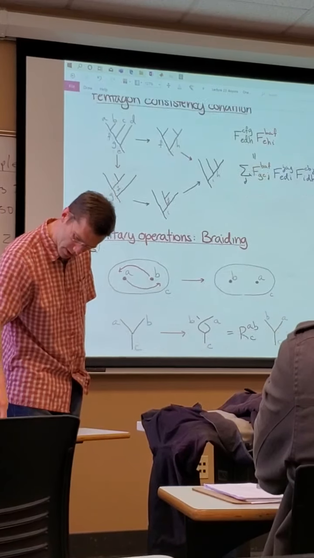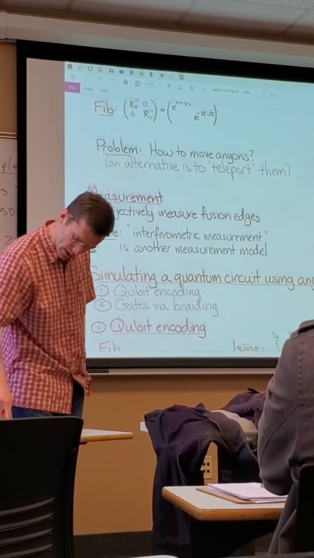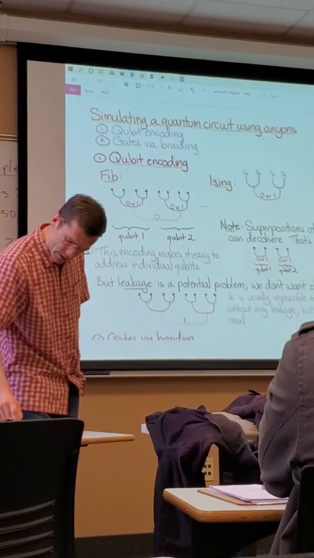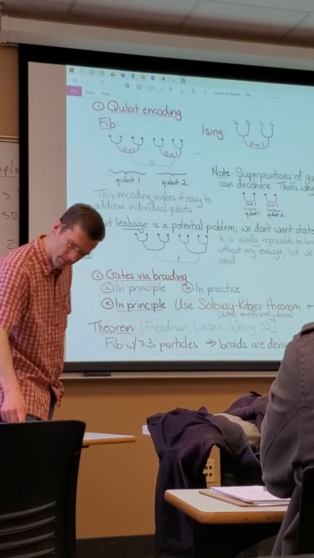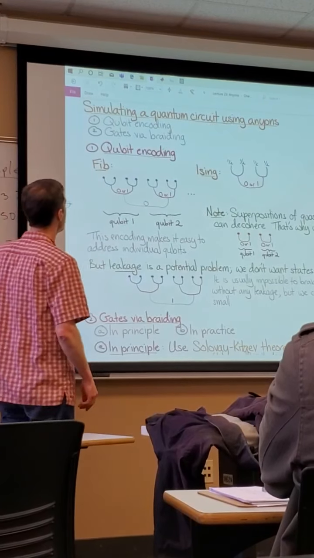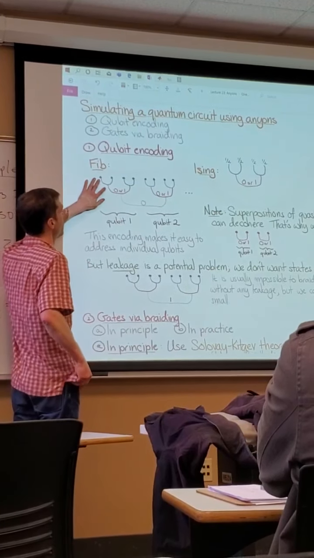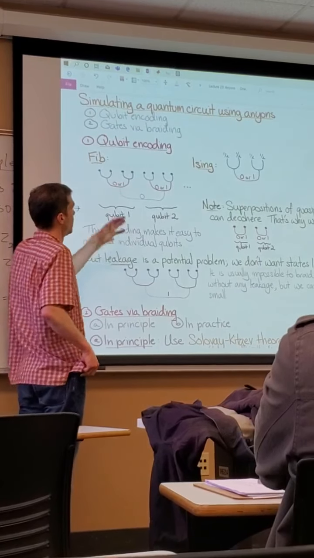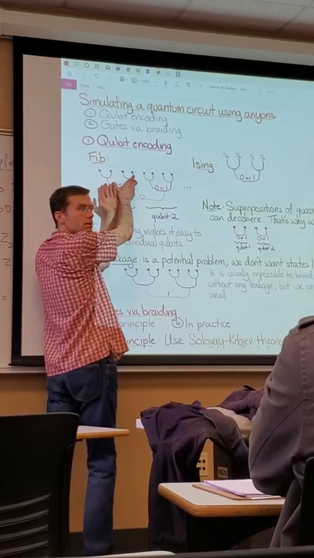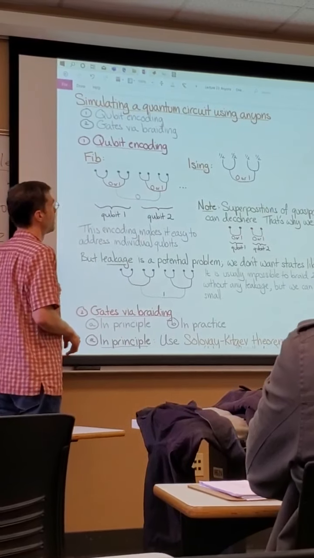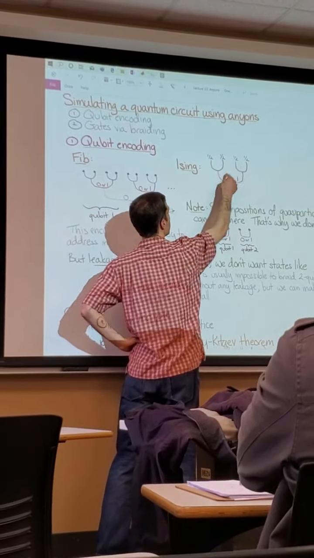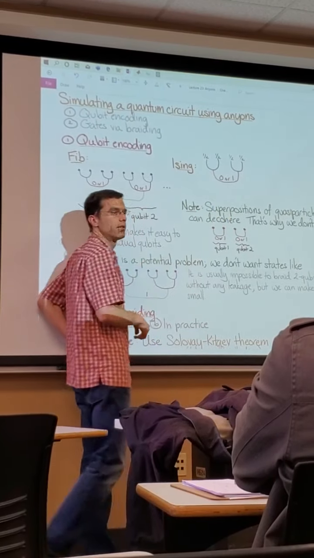So that's measurement, that's braiding. Okay, so how do we simulate circuits? First, we encode everything into qubits, so this is what we often use in the Fibonacci model. We take 4 quasiparticles for 1 qubit. We just lay groups of these next to each other. The Ising model, again, 4 1/2 particles will give you 1 qubit, 0 or 1.